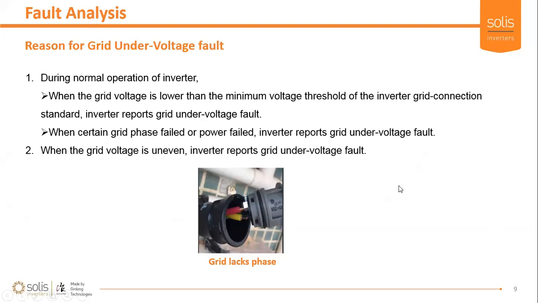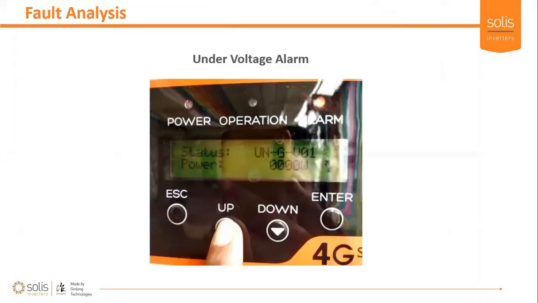The following image will also be displayed on our inverters like this. It shows an under voltage alarm, where the status shown on the inverter is UNG V01, where UN stands for under voltage.